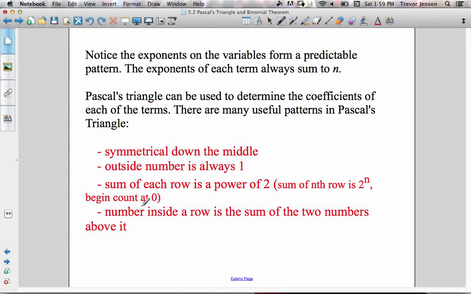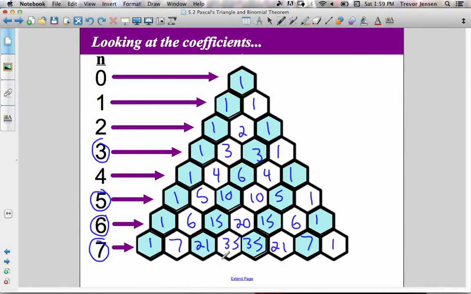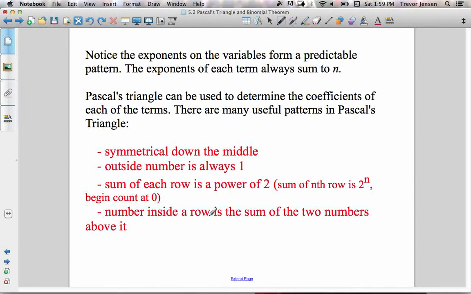Here are some more of the patterns. It's symmetrical down the middle, another nice thing to notice. Each row is a power of 2. If you were to add up the coefficients, it would equal a power of 2.